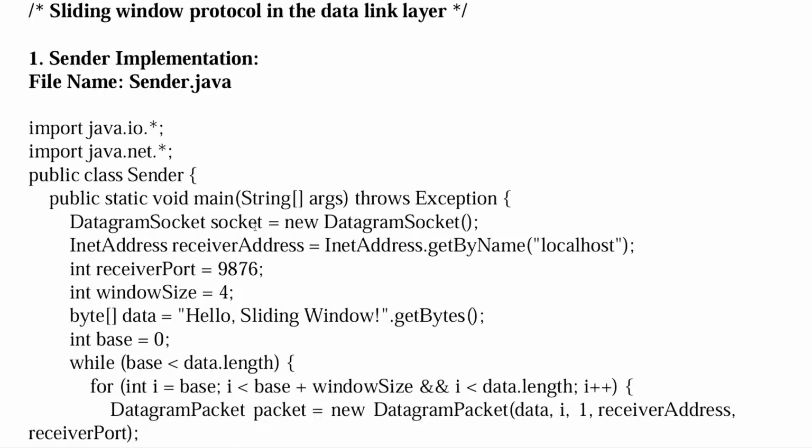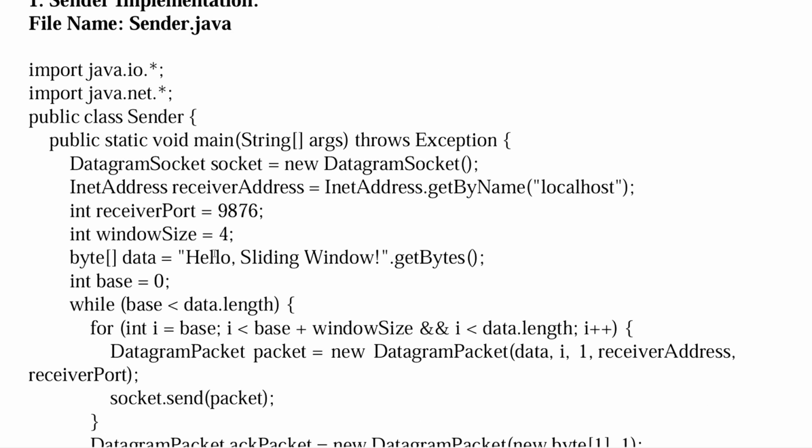Next step is to prepare the data to send. Here byte[] data equals "hello sliding window".getBytes(). This converts the string into a byte array. Each character becomes 1 byte, for example, hello sliding window. Next we have to initialize the base pointer. Int base equals 0. Base represents the starting sequence number of the current window. Initially, transmission starts from the first byte.